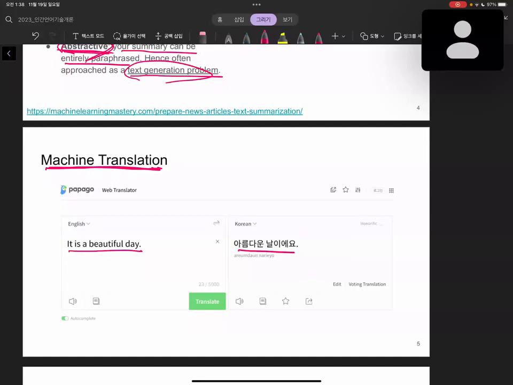There is no way to serve the machine translation task without a text generation method.